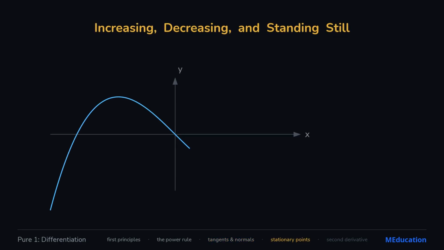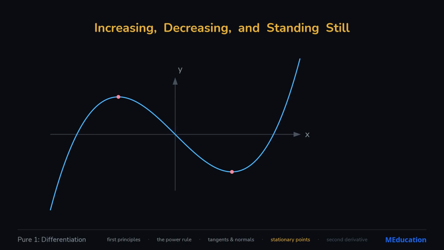Now the derivative becomes a lie detector for the curve's behavior. Where the gradient is positive, the curve is climbing. Where it is negative, the curve is falling. And exactly where the gradient hits 0, the curve pauses, momentarily flat. Those flat spots are the stationary points, and they are where all the interesting things happen.